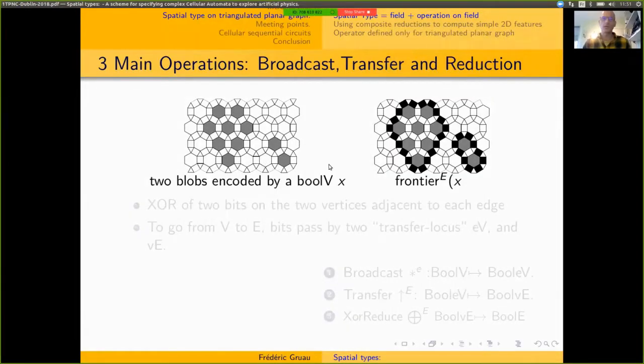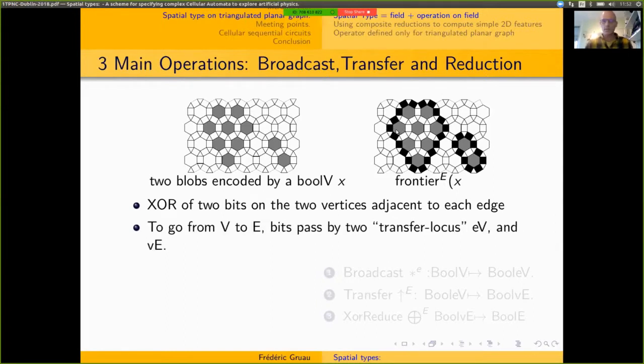Consider a bool Vx encoding 2 blobs which are connected components of vertices. We want to compute the frontier of these 2 blobs, which is a set of edges, therefore a Boolean edge field, bool E. We need to compute the XOR of the 2 bits adjacent to each edge. We'll go from vertex to edge by passing through 2 intermediate locus called transfer locus, noted EV, small e, big V, and small v, big E, VE.